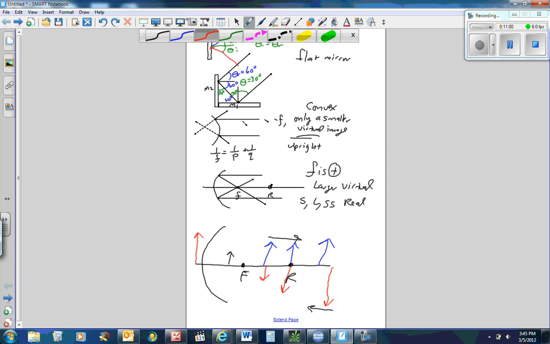Again, it does follow the lens maker's equation. F is always positive on it, and F is always negative on the convex one. So it depends on what kind of mirror you have. And I think that's a good review.